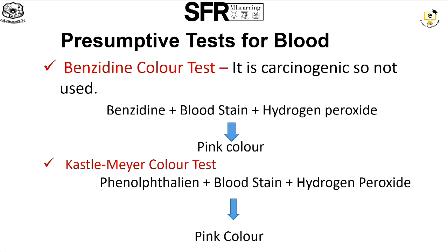Presumptive test is for blood. First test is the benzidine color test. Benzidine is carcinogenic. It is not used in forensic science. In this reaction, benzidine, blood stain and hydrogen peroxide are well mixed. In the final result, the color will change to pink. Kastle-Meyer color test. In this test, the chemicals used are phenolphthalein, blood stain and hydrogen peroxide. The compositions are mixed well and the final result is checked by pink coloration.